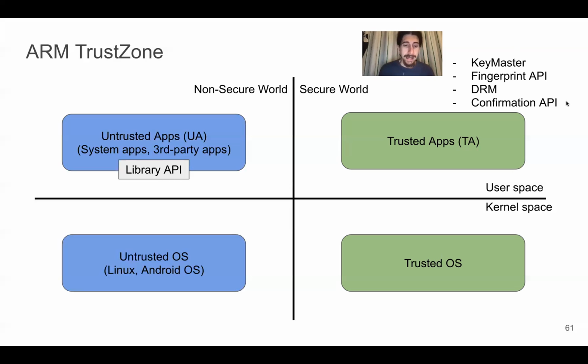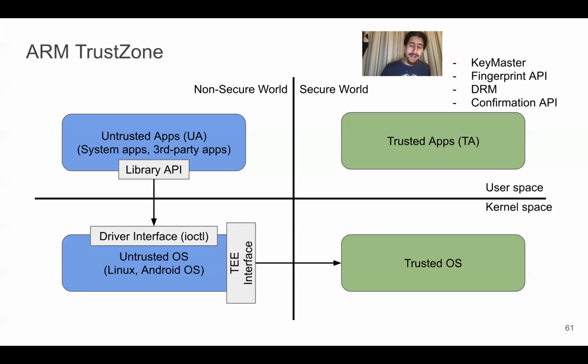And that's the first thing, okay? The other thing I want to discuss is, if this is a different world, how is the non-secure world or untrusted apps supposed to interact with it? Well, the way it works is that there are some APIs, and these APIs somehow communicate through, of course, some syscall, in this case, IOCTL. And again, there is some kind of driver interface so that the untrusted OS can relay some requests from untrusted apps to the trusted OS.